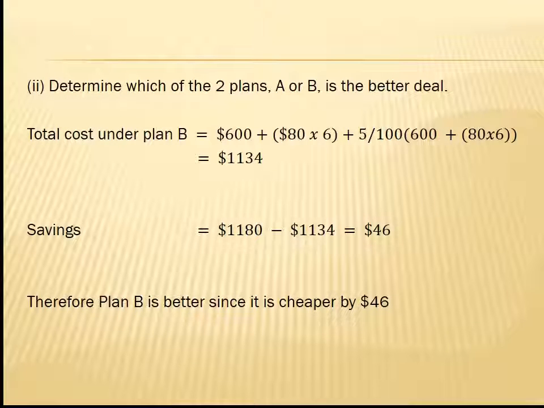Part 2. Determine which of the 2 plans, A or B, is the better deal. So the total cost for Plan B would be the deposit of $600 plus 6 monthly installments of $80 plus the tax, which is 5%, so 5% of $600 plus 80 times 6, which is equal to $1,134. By comparing the 2 plans, we can see that Plan B is cheaper, and if we had to calculate the savings, it would be $46. Therefore, Plan B is the better deal since you would be saving $46.